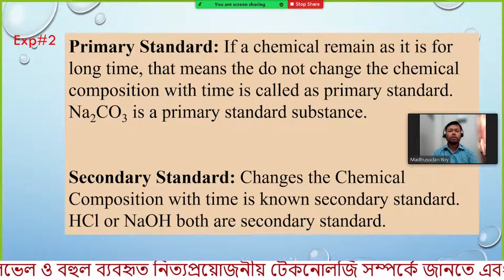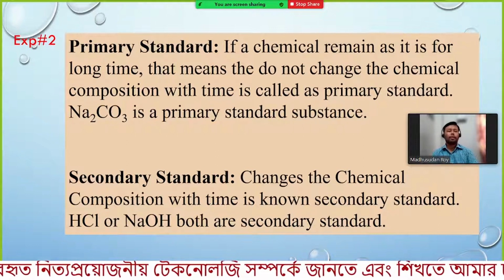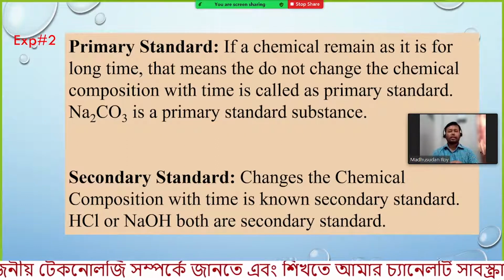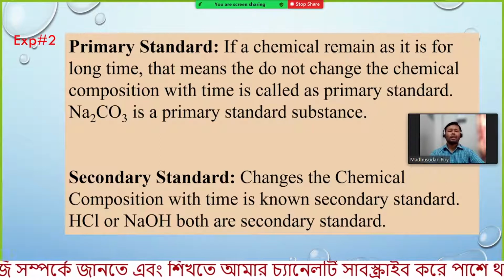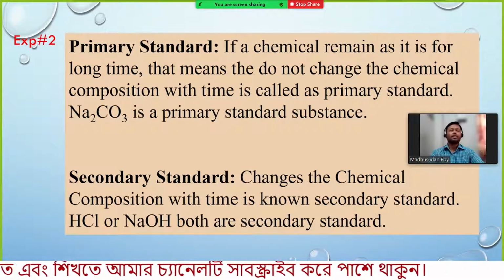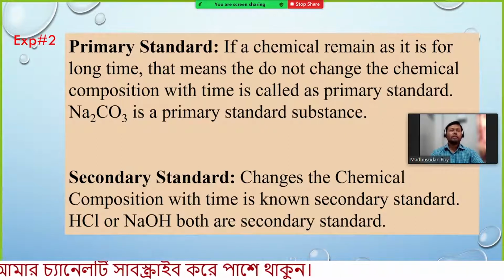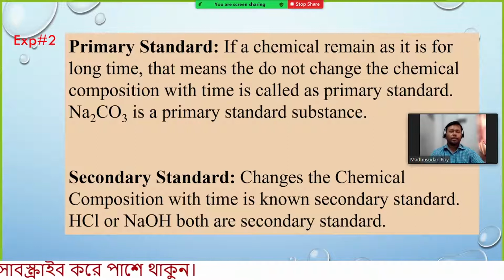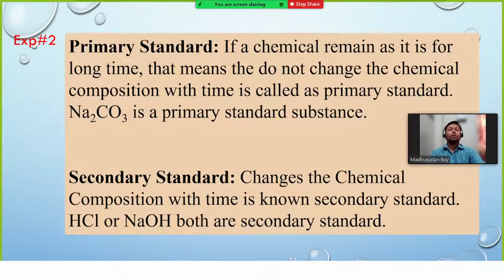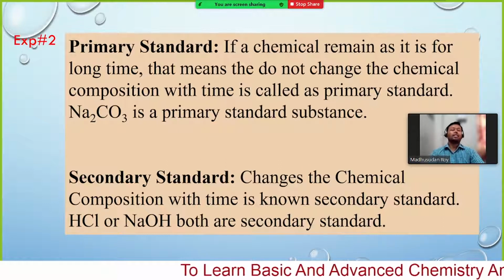But if the solvent can be evaporated easily, the water or any other solvent, like methanol or ethanol, these types of solvents are very evaporative, and it can change the volume, or it can go out into the air easily. So the concentration of that solution changes rapidly, and with time the chemical composition in the solution changes very rapidly. Therefore we consider these types of substances secondary substances.